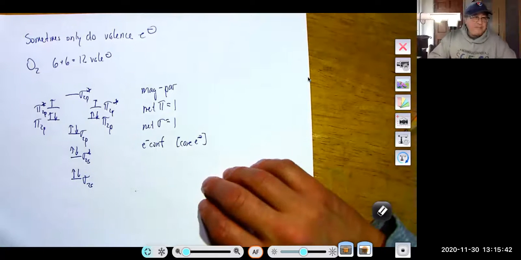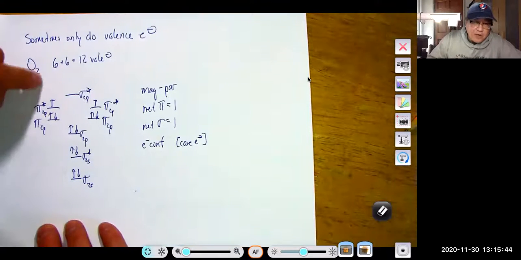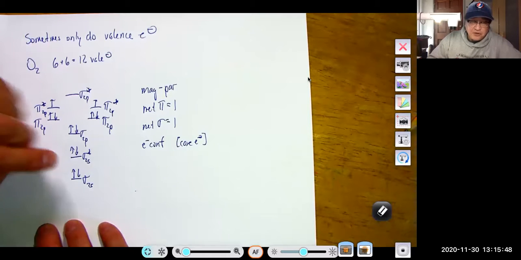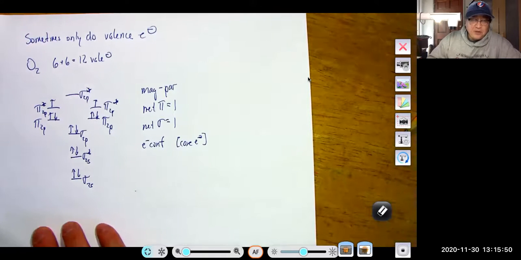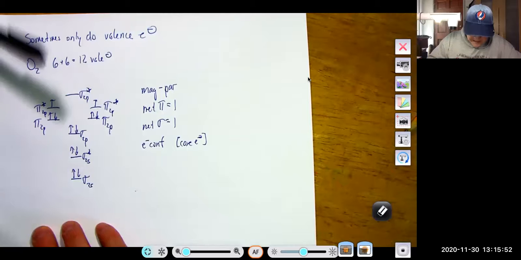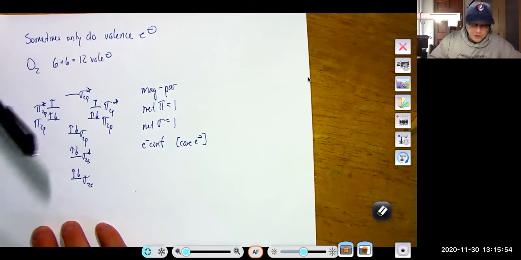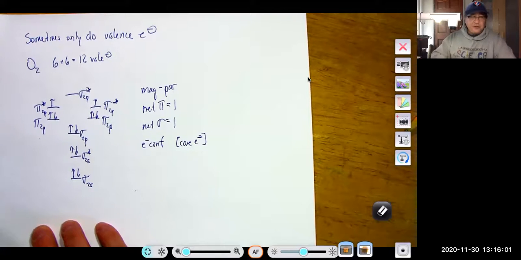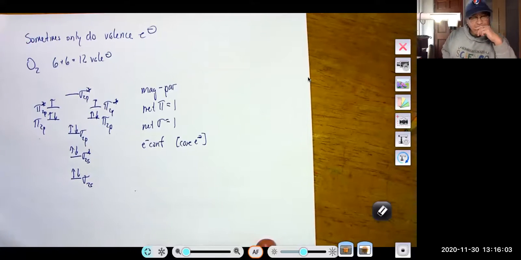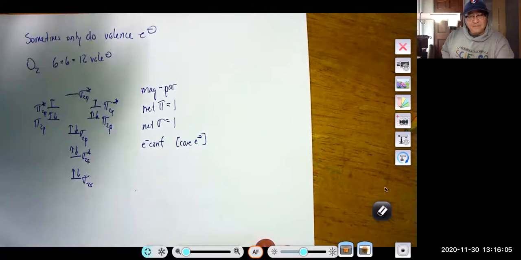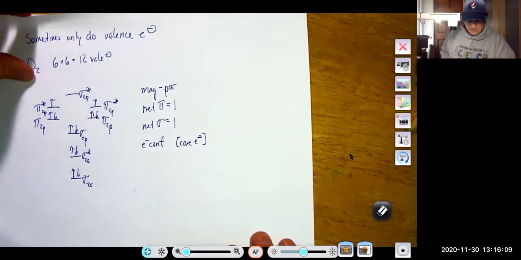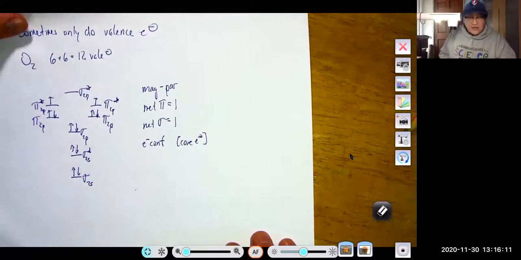So I'm telling you this because sometimes the book only shows you the valence electrons, and they don't show you the core. So when you're only looking at the valence molecular orbitals, you're only going to look at valence electrons in those molecular orbitals. So try not to be confused by that, okay? Just a little bit of warning. Sometimes they don't show the core. But we all know that you need to work out your core.